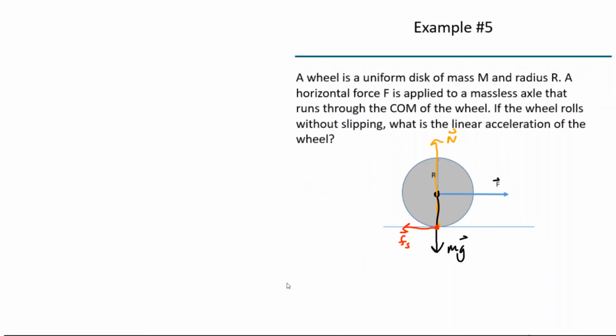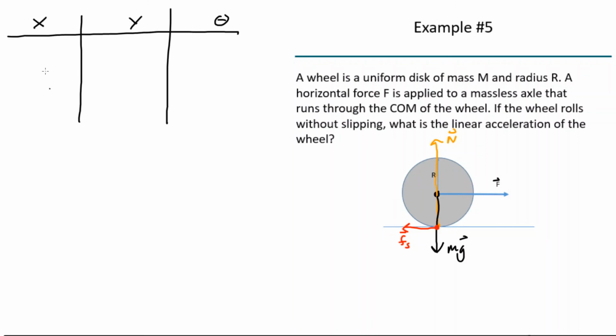Now that we have the free body diagram drawn, see if you can write out Newton's second law in the x, y, and angular directions. So pause the video, try to write out Newton's second law for each direction, and then come back and compare to what I have. Okay, so in the x direction, we have F minus the static friction force equals m times a. We know that this wheel is going to accelerate in this positive x direction like that.